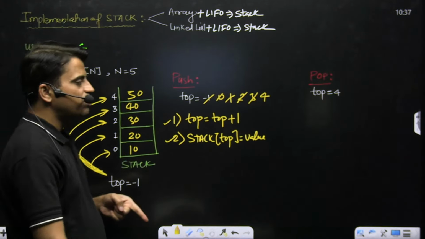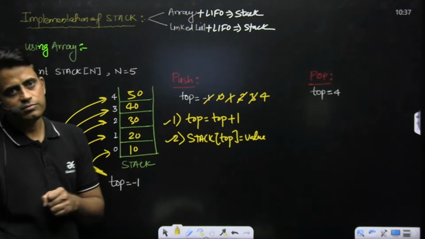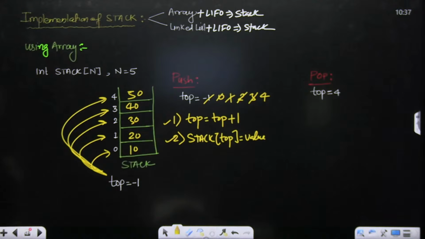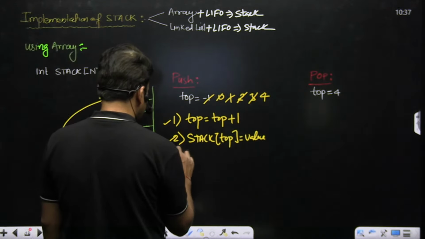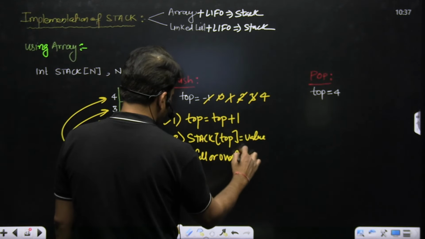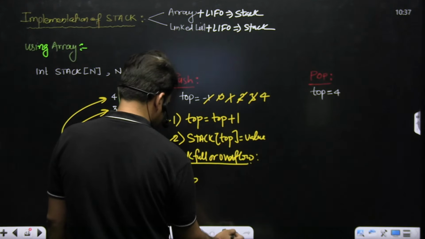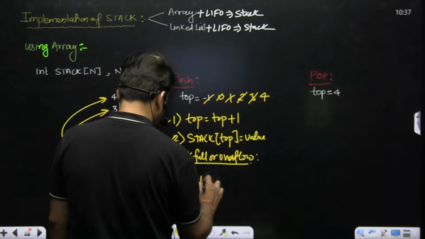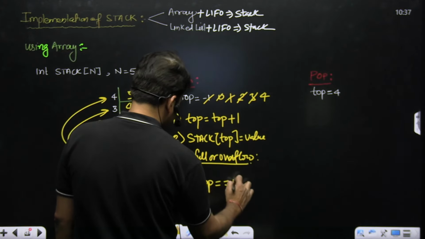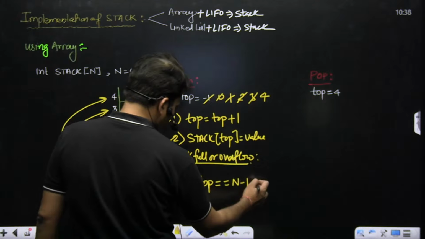I want to insert one more value. Can I insert, student? No, because this is the limitation of an array: fixed memory allocation. You cannot insert. This is the overflow condition. What is the stack full or overflow condition? If top equals n minus 1, the size of this array, then this is the overflow condition.